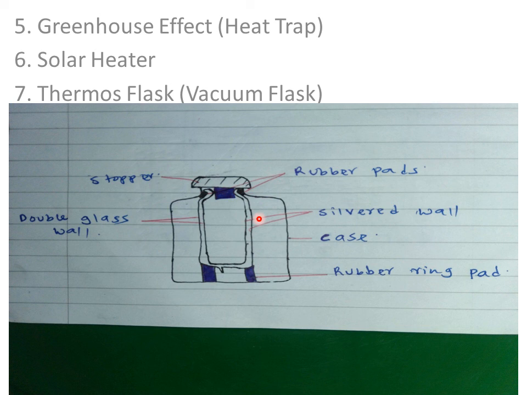Then the metal or the plastic cover is necessary as a protection for the glass envelope. We usually have this cover here. It is usually made of an insulator, in most cases plastic. So its main function is actually to cover the double wall so that they do not easily break.